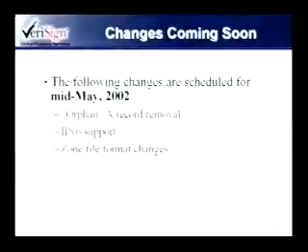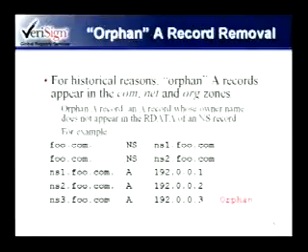We have a couple of other changes scheduled, and I'm going to go out on a limb and say mid-May. I may regret actually giving a date, but this is the scheduled date for these things. The first of these is the removal of what we've internally been calling orphan A records. Again, for better or for worse, probably for worse, the model of the registration system has allowed you to register address records that aren't associated with an NS record.